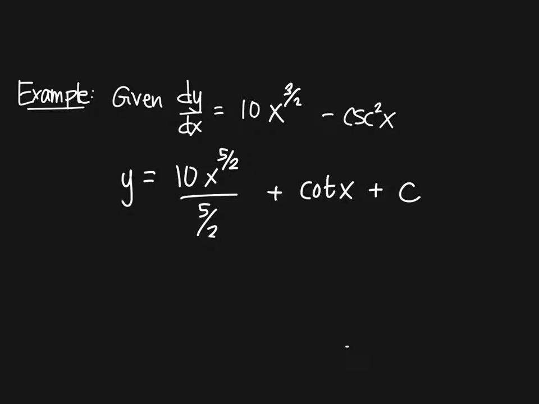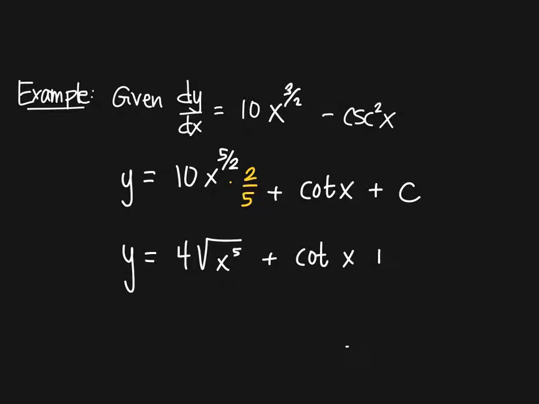Anytime you're going to divide by a fraction, it's the same as multiplying by the reciprocal. So you might want to think of that as going, well, that's multiplied by 2/5 instead of dividing by 5 over 2. And so overall, we will end up with y equals 4, okay, 10 times 2/5, times the square root of x to the 5th, plus the cotangent of x, plus c. All right, how do you check your work? Take the derivative again. All right, just to double check that you didn't make a multiplication error or division error or some kind of simplification error.